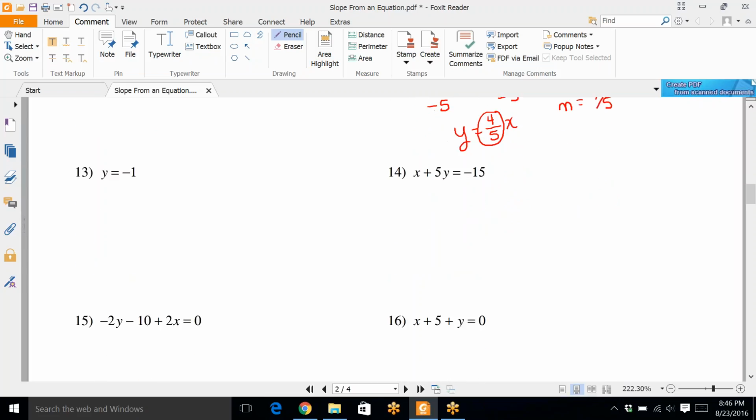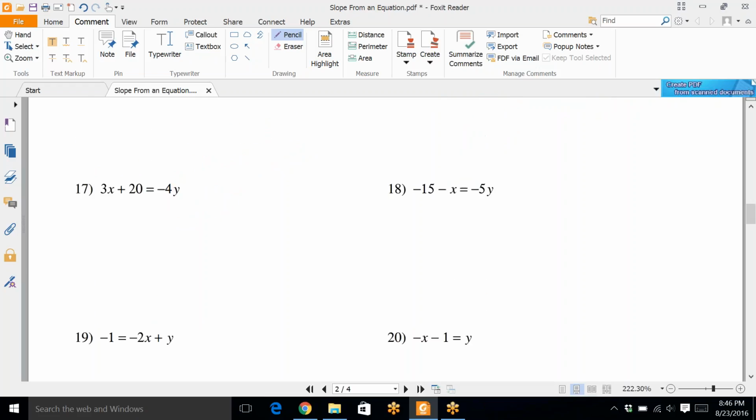Let's talk about number 13. Number 13 is y equals -1. You're supposed to remember that anytime you see y equals a number without an x involved, that is a horizontal line. Horizontal lines have a slope of 0. We learned that today in class.